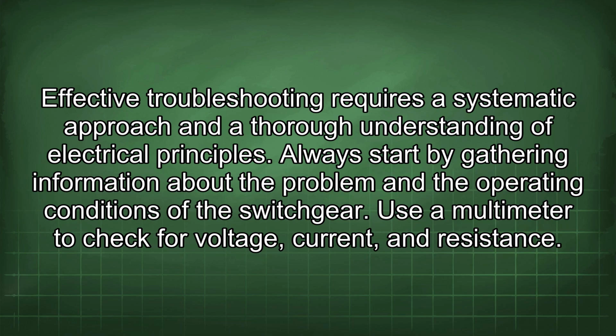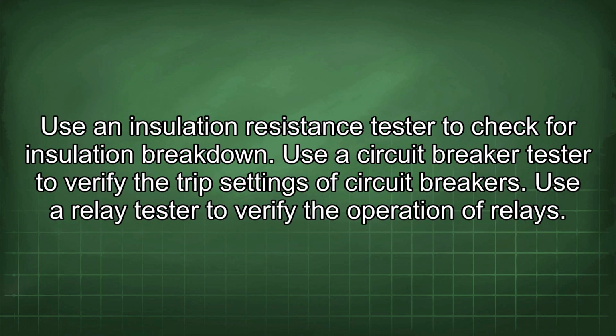Always start by gathering information about the problem and the operating conditions of the switchgear. Use a multimeter to check for voltage, current, and resistance. Use an insulation resistance tester to check for insulation breakdown. Use a circuit breaker tester to verify the trip settings of circuit breakers. Use a relay tester to verify the operation of relays.